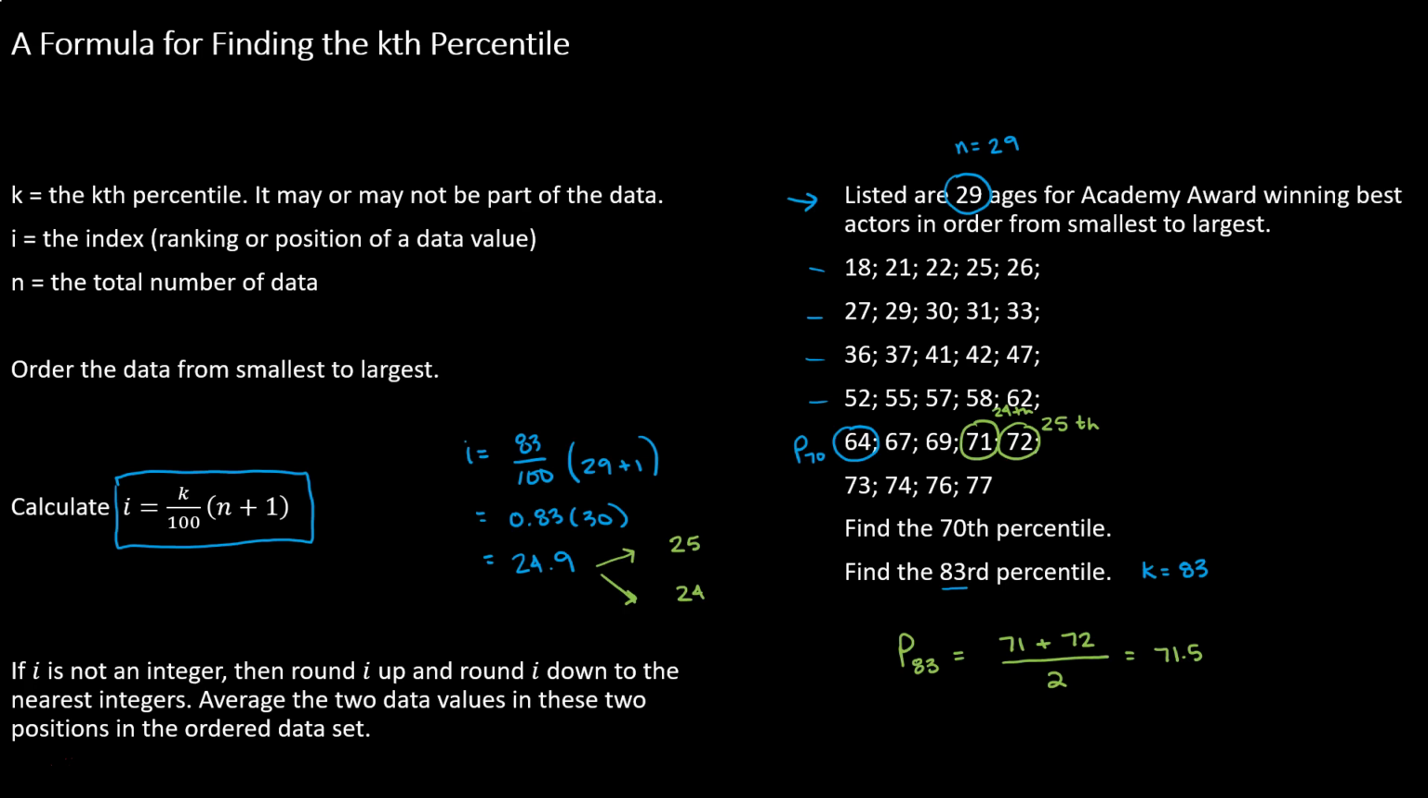So when we use this formula, we have to be very careful that we don't interpret the value for i as the percentile. Notice that when we were looking for the 83rd percentile, i was 24.9. We had to round that up and down to find the correct two data values to average. So 24 and 25, again, are not the value of the percentile. They're telling us where to look in the data set to be able to find the value of the 83rd percentile.